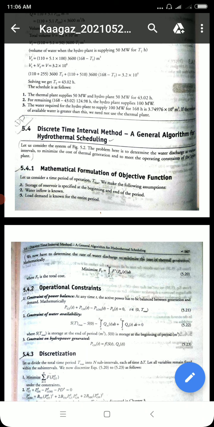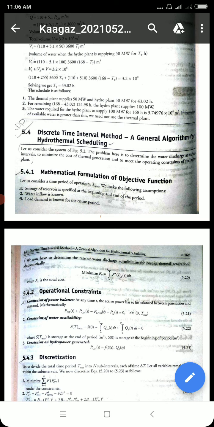As we know, hydrothermal scheduling is nothing but two plants, one a thermal plant and another a hydel plant, connected together to meet the demand. The major function here is to minimize the cost of the thermal plant depending upon the availability of the hydel plant. This is the main thing. So in this method, instead of continuous time, we will be having discrete time intervals. So this is called the discrete time interval method.